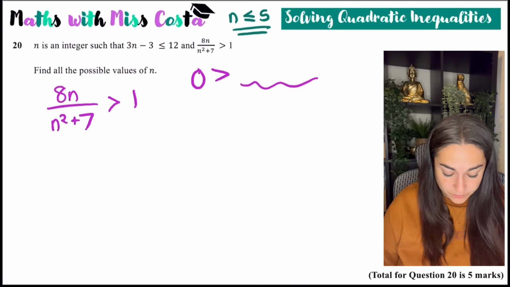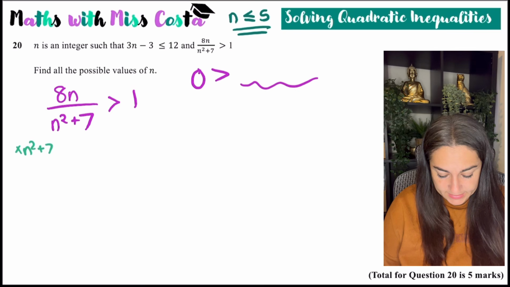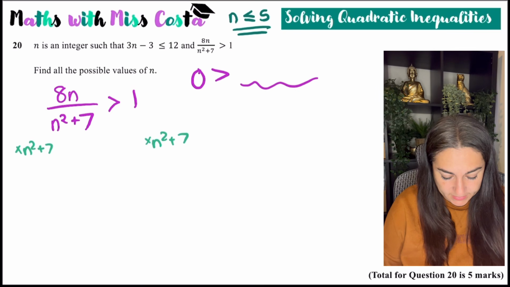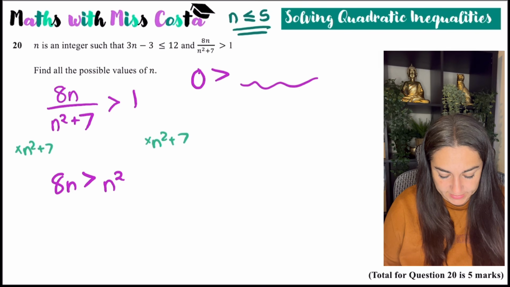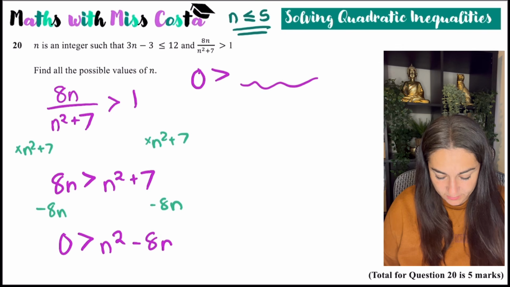So first step, I'm going to multiply both sides by my denominator. So multiply by n squared plus 7. So 8n is greater than n squared plus 7. Next step, I can subtract 8n from both sides. So 0 must be greater than n squared minus 8n plus 7.